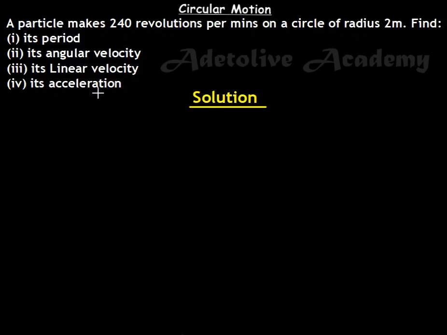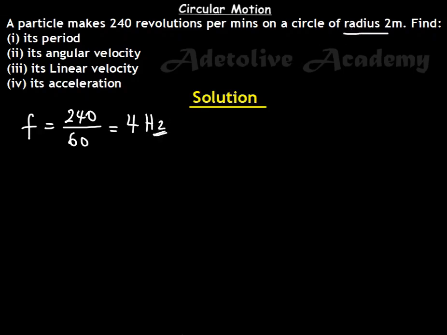Now the first thing to write down is the key point given to us in this question. We're given 240 revolutions per minute. This gives us an idea that this is frequency, and frequency is given by the number of revolutions per time. So the number of revolutions is 240 over the time in minutes. 1 minute is 60 seconds, so over 60, and dividing 240 by 60, you're going to get 4 hertz. And hertz is the unit of frequency.